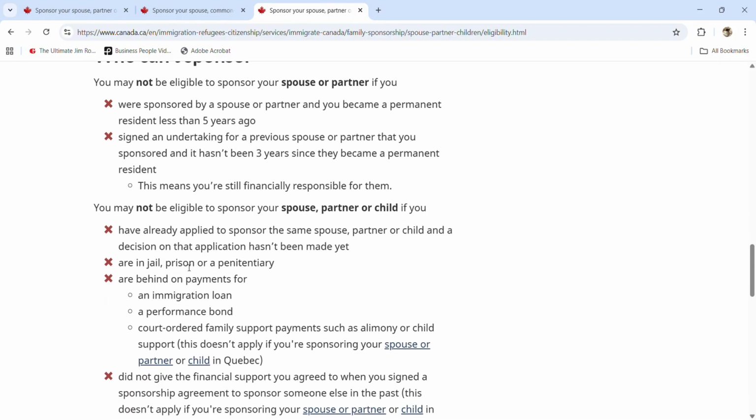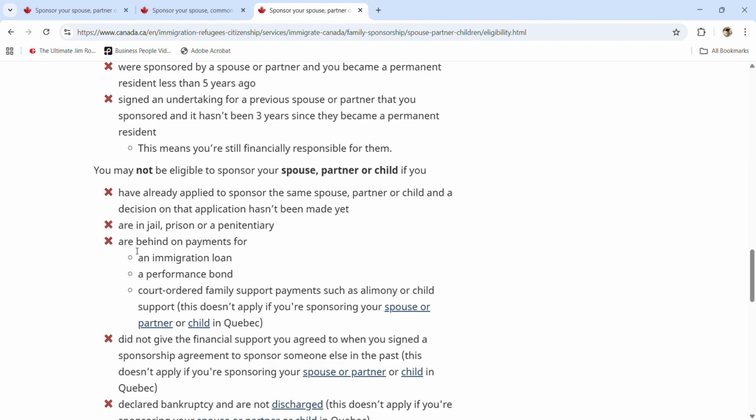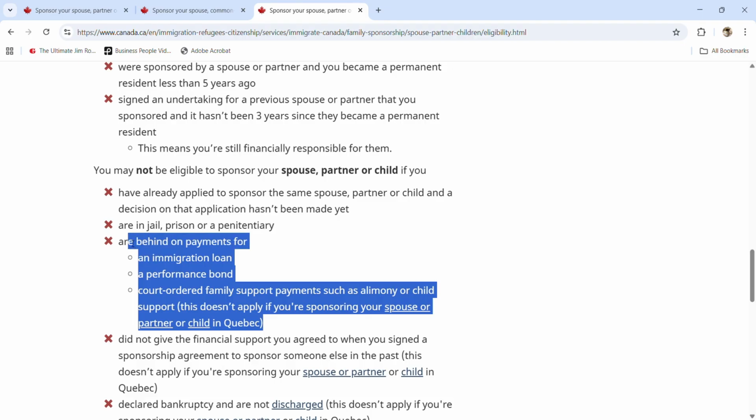If you are in jail, prison, or penitentiary, then you are not eligible to sponsor anyone. You are behind on payments for an immigration loan, a performance bond, court order, or family support payments. Okay, so if you are in those categories, then you are not eligible.